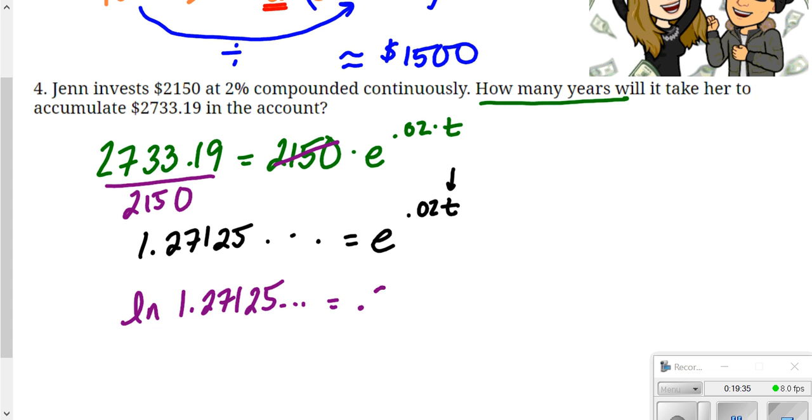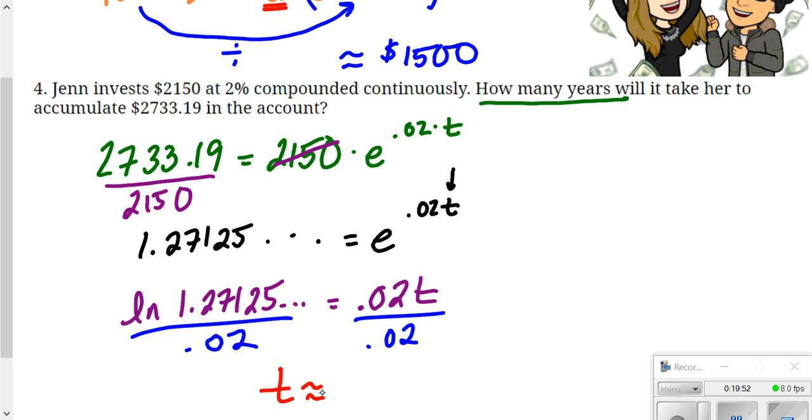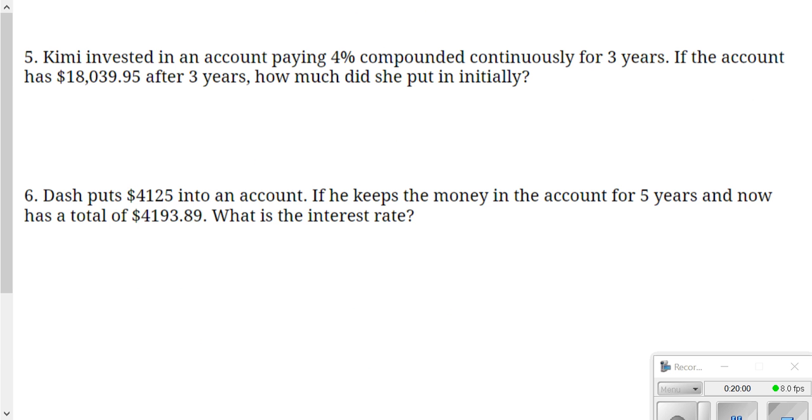If you take the log of both sides, use down and front as the property that you're using there. Natural log of e is 1. And then you're going to divide both sides by 0.02. And you should check on your calculator that you did this right, you should end up with about 12 years, almost exactly on the nose.